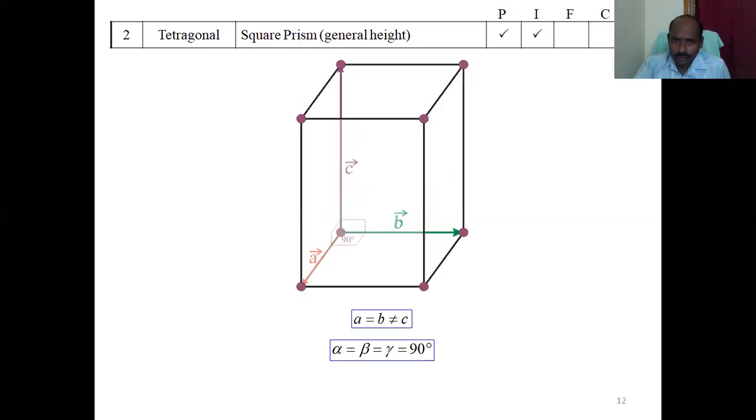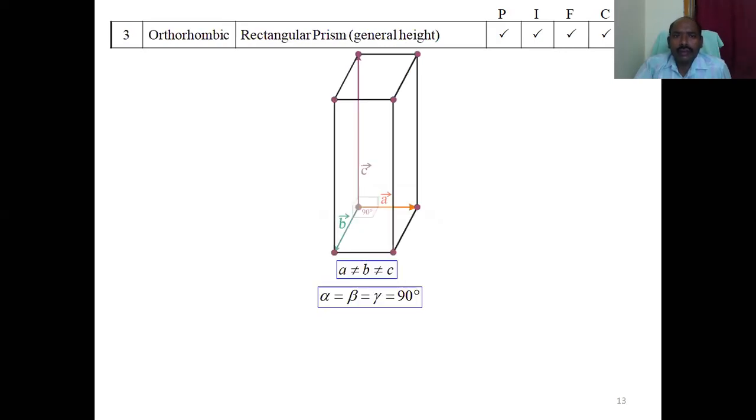tetragonal. So here primitive is there and body centered is there. Here we are having two Bravais lattices. And the third one, rectangular prism, the orthorhombic system. Here we are having four Bravais lattices.